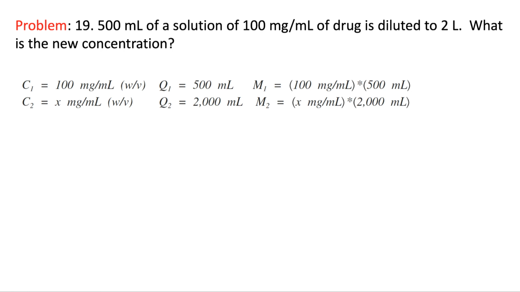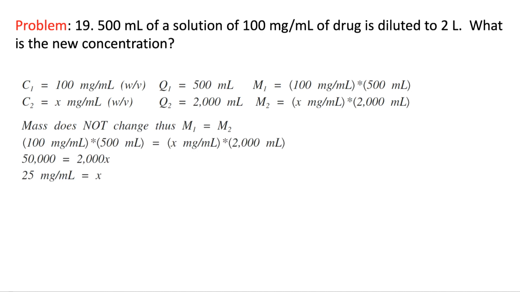But my Q2, I know because it says what happens when I dilute it to 2 liters. So I'll quickly convert 2 liters to milliliters by saying that 2 liters is equal to 2,000 milliliters. So that's my Q2, and let's do a quick check. Q2 and Q1 have the same units in milliliters, and C1, C2 have the same units, milligrams per milliliter. So now, since I'm doing a dilution, I can just say M1 equals M2. So I'm going to say that 100 milligrams per milliliter times 500 milliliters is equal to some X milligrams per milliliter times 2,000 milliliters. Double check that my concentrations are the same and my units of quantity are the same, so I can drop those and just solve it.